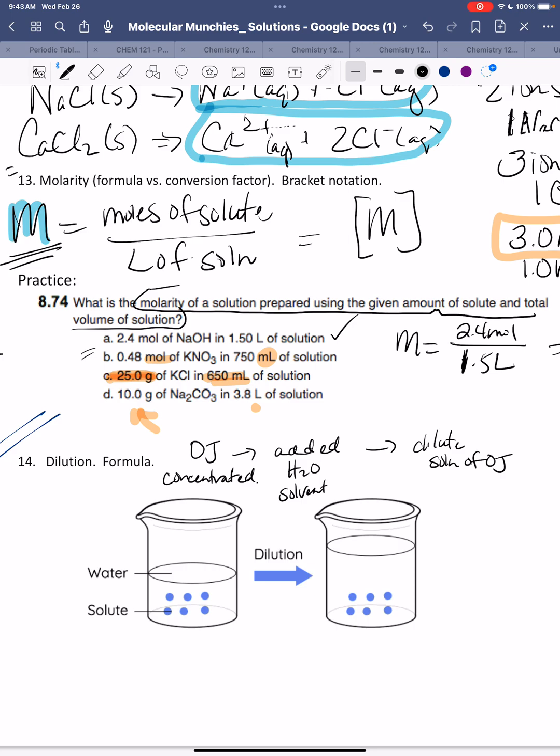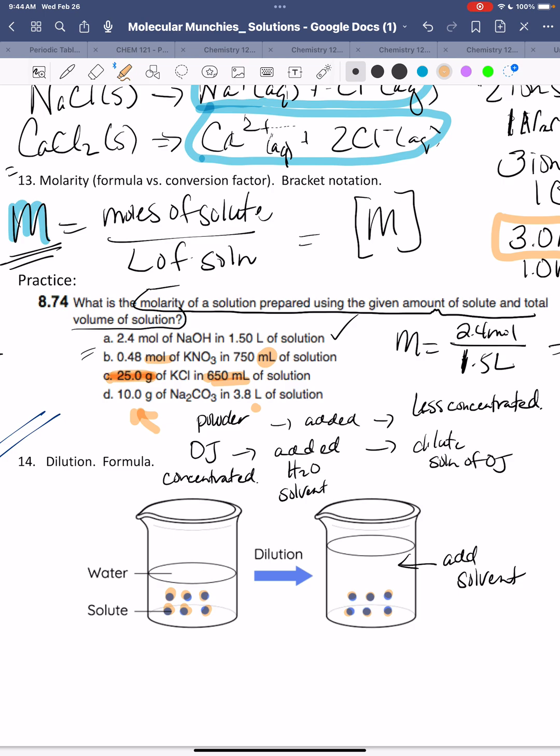Perhaps you've taken a hydration pack, like some sort of powder. You added water and you diluted that powder into something else, something less concentrated, basically. So this idea of dilution is basically taking solute particles like these right here, and adding solvent. We add solvent, and we still have the same number of solute particles, but they have more space, and so we've made a dilute solution.